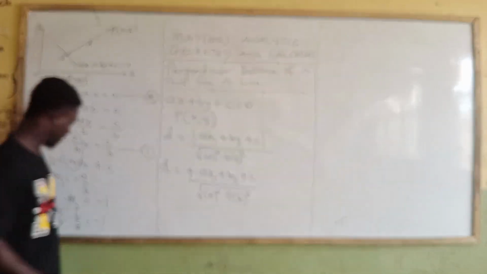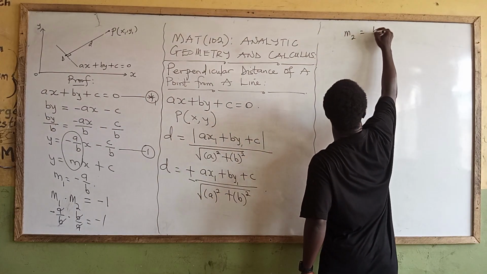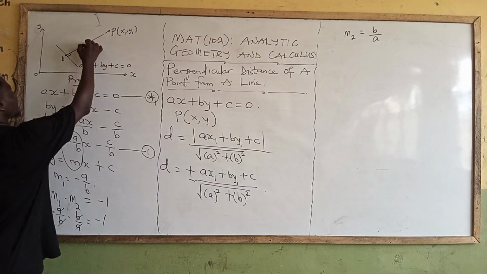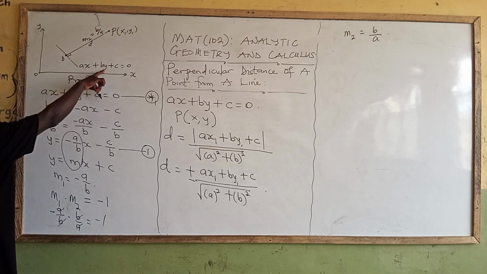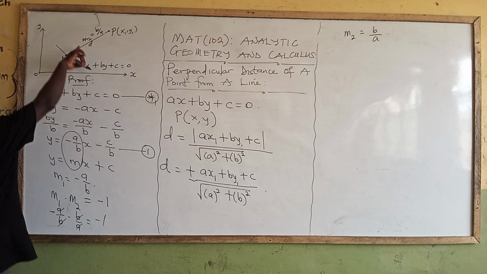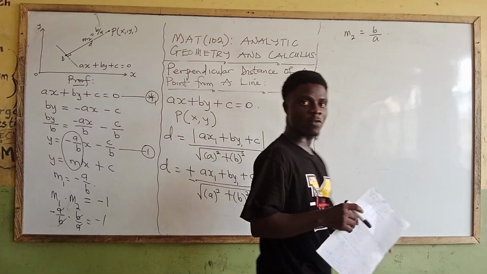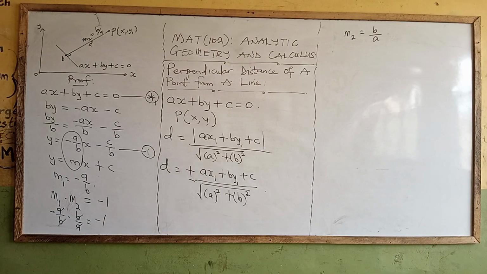Then definitely I can say that my m2 is b over a. This gradient is negative a over b, and this m2, the second gradient, is b over a, which is very simple and very, very trivial as well. All right, so now let's proceed.